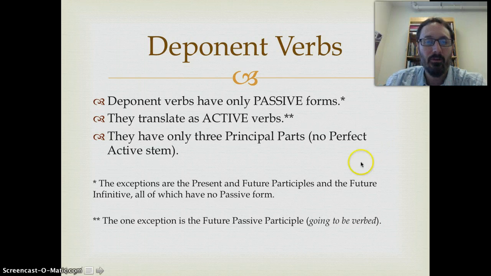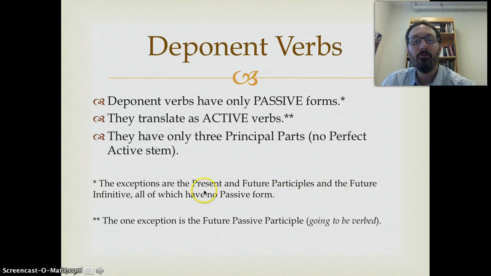With the exception, you'll note that I have here, the exceptions are the present and future participles and the future infinitive. And that's because those three things do not exist with passive forms. There is no passive form for the present participle, right? There's only a present active participle. So we use the present active participial form even for deponent verbs as well, because there's just no passive to use. Future participles, same thing, right? Urus, there's no future passive. Or there is a future passive, but we don't use that. That does its own thing. So we can't use that.